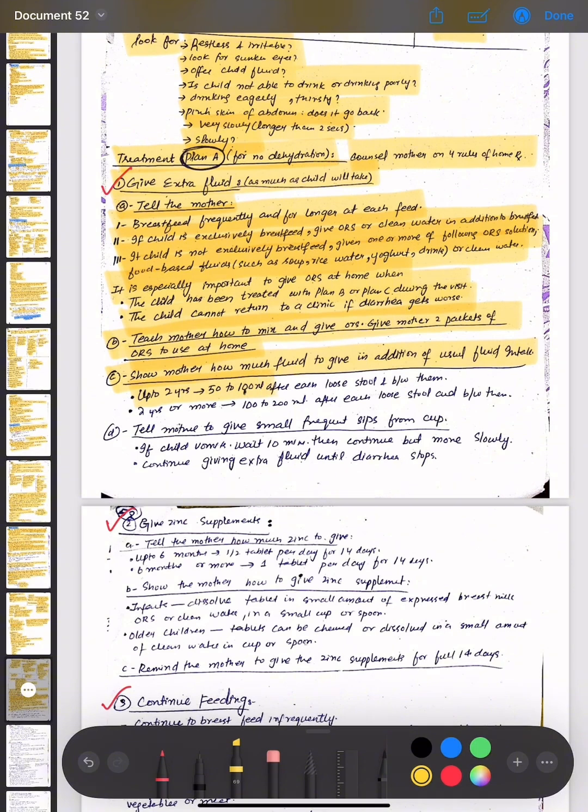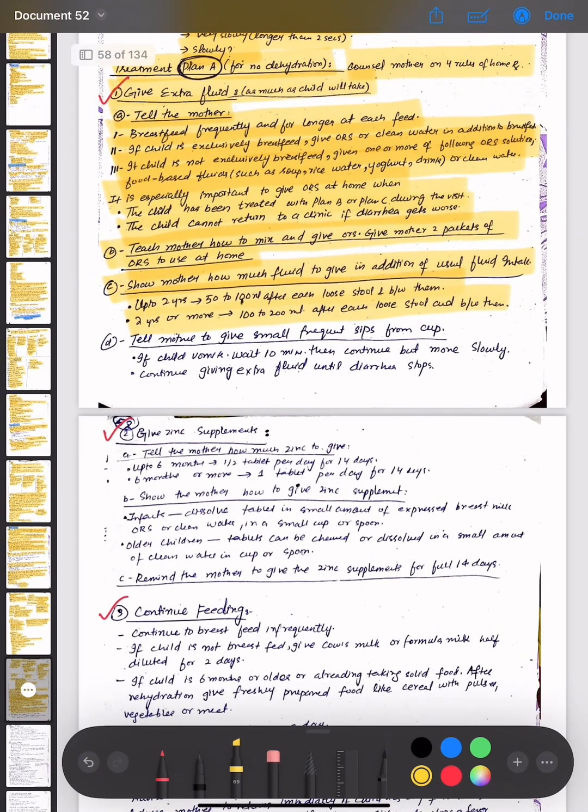Up to 2 years, 50 to 100 ml after each loose stool and between them. 2 years or more, 100 to 200 ml after each loose stool and between them. Tell the mother to give small frequent sips from a cup. If the child vomits, wait 10 minutes, then continue but more slowly. Continue giving extra fluid until diarrhea stops.